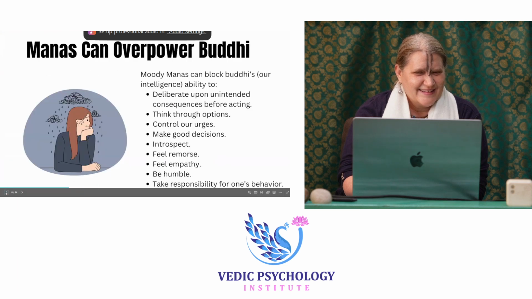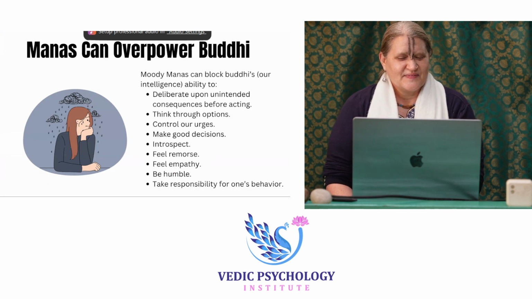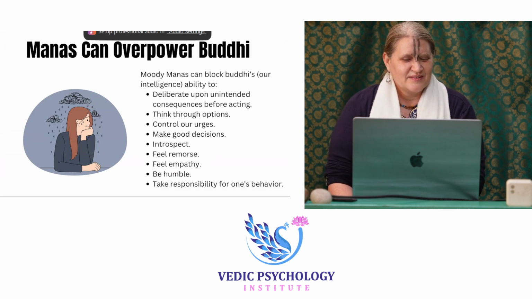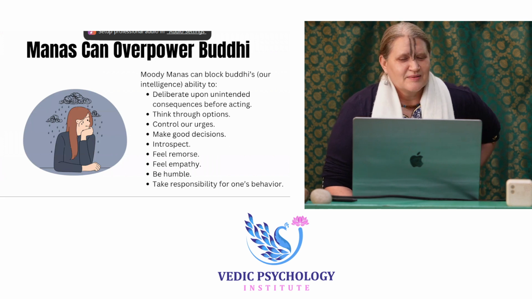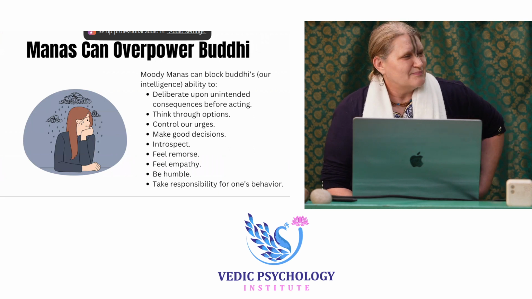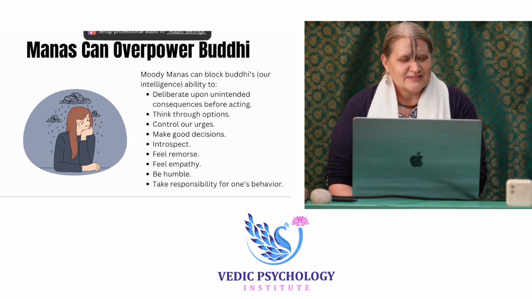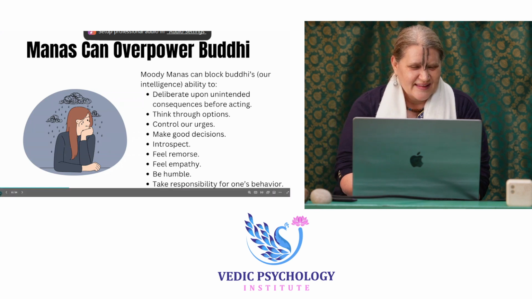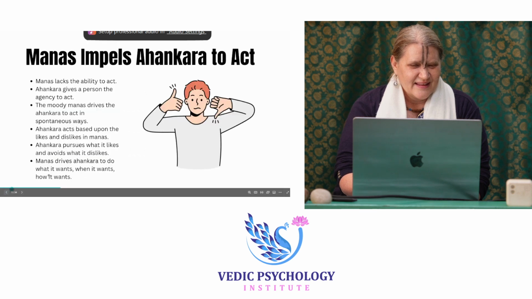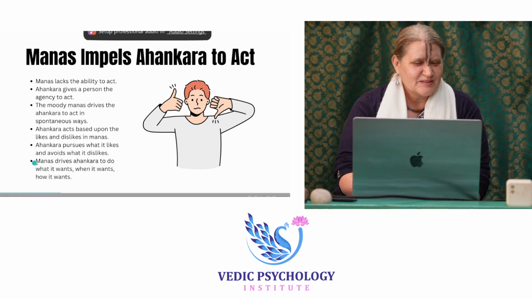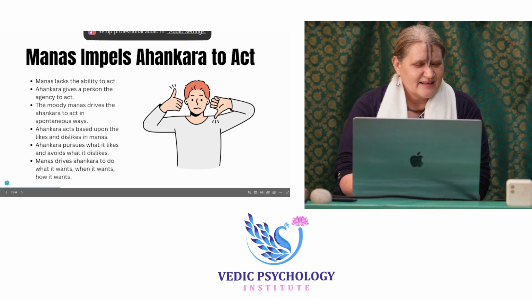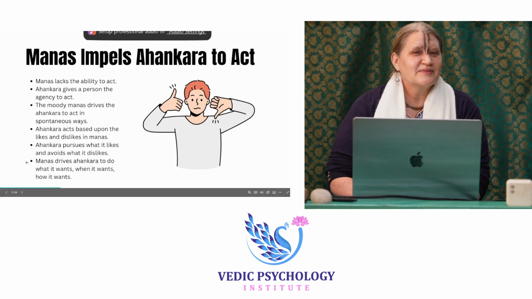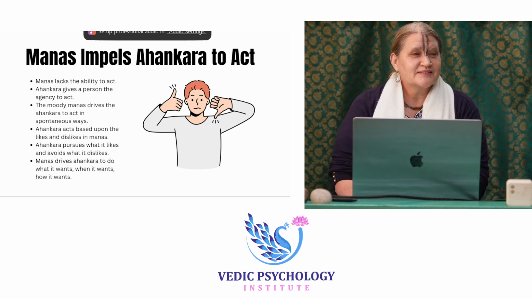So remember, here are some of the things. You can tell that manas is at work if you see any of these things. Manas is blocking buddhi's ability to do these things, so then you can see that it's like manas. Can't control urges, doesn't think through options, doesn't make good decisions, doesn't feel remorse or empathy. Acting in spontaneous ways. Pursues what it likes, avoids what it dislikes. Drives ahankara to get what it wants, when it wants, how it wants.